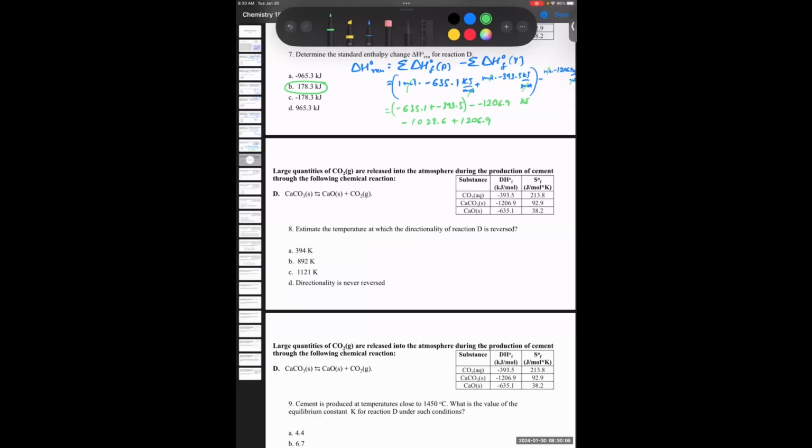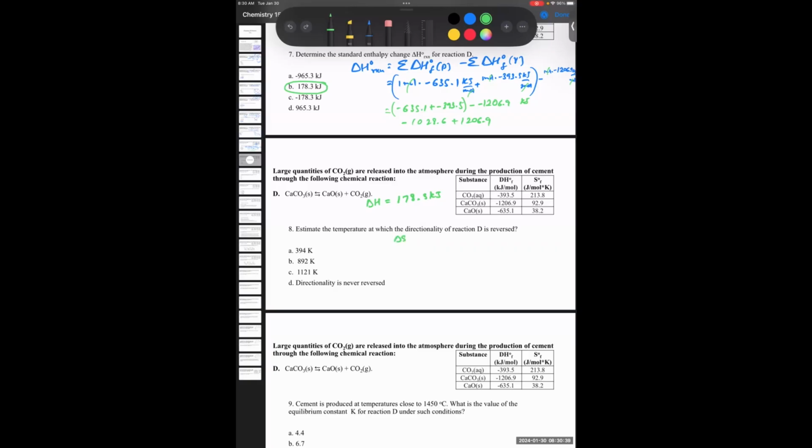Estimate the temperature at which the directionality of reaction D reverses. Okay, now here's the thing. For this to happen, we need to get the delta H and delta S, right? So we have delta H equal to 178.3 kilojoules. And we need to calculate delta S as well. Unfortunately, it's the same calculation as before, plus temperature. That's the way it is.